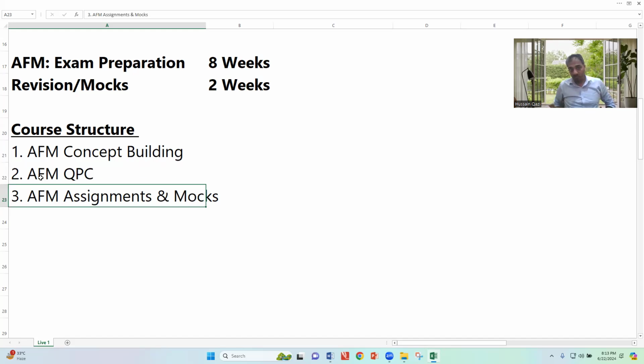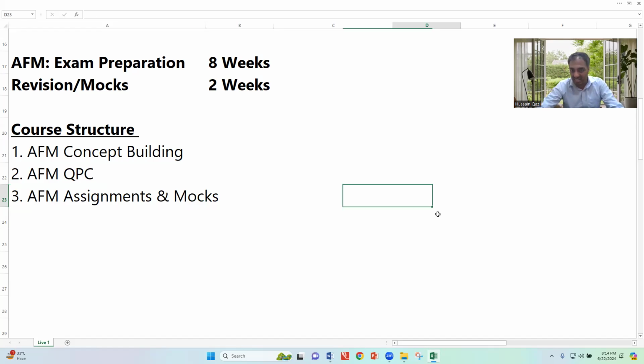Number three, you know very well that coverage of the course is important, but also the revision, assignments and mocks, that means your progress evaluation, is still important. So your efforts must also go into the assignments and the mocks. So three key variables to get success: concepts, 100% knowledge; question practice course, exam techniques; assignments, mocks and revision.